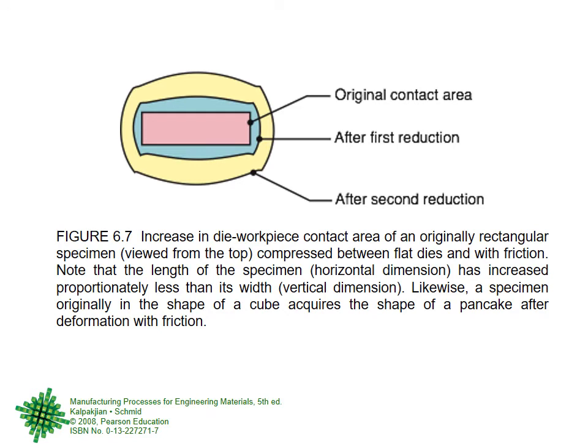Here we are showing you this diagram. You see that this is the original contact area, which is the 2D view of the original material. Then we forge it, we apply the pressure, and it changes to this size. We further apply pressure, and it changes to this size. So here we are saying after first reduction, and here after second reduction. Let me explain to you. This is done not only here, but in other places as well.